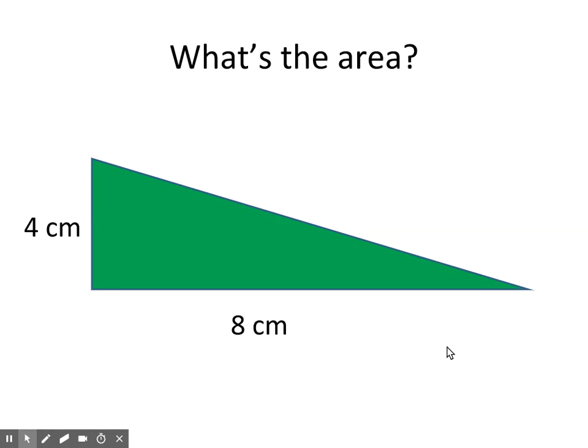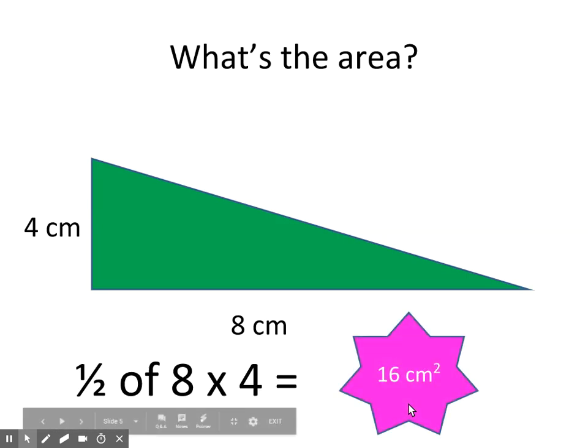If this is our triangle, the base is 8, the height is 4. So when we multiply 8 times 4, we get 32. But we only have half of a regular rectangle, so we would divide that 32 in half, and the area of this one would be 16 square centimeters.